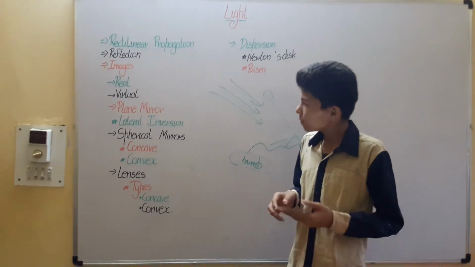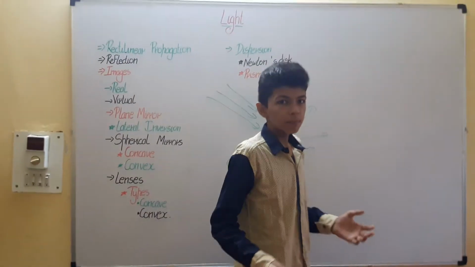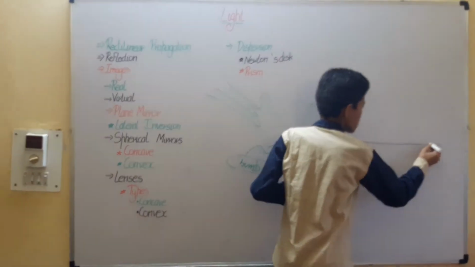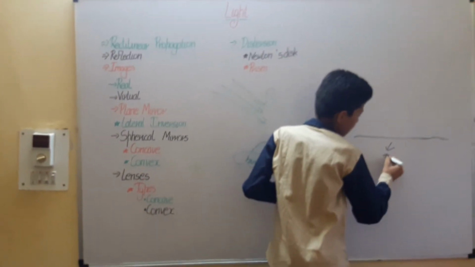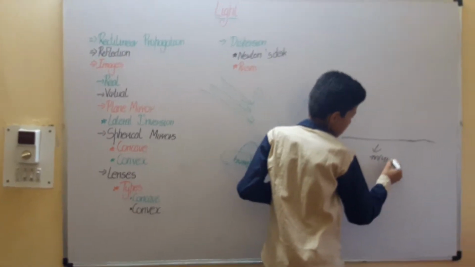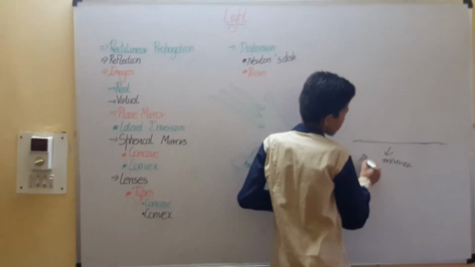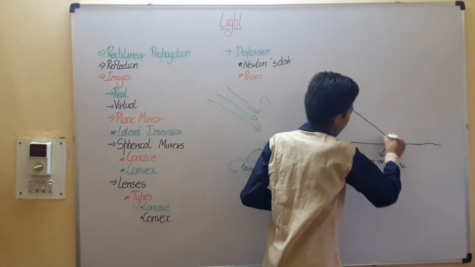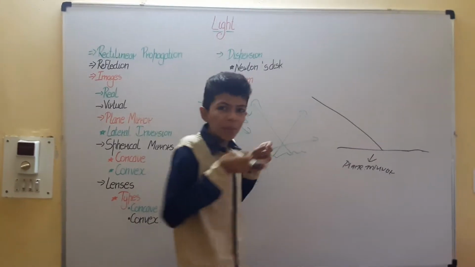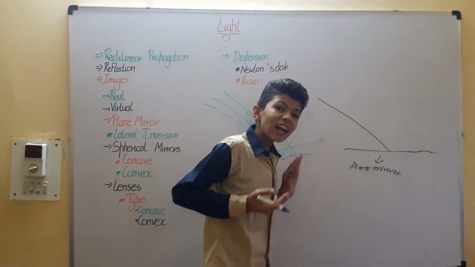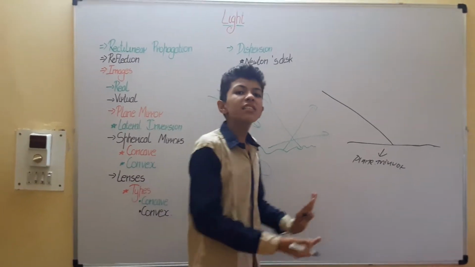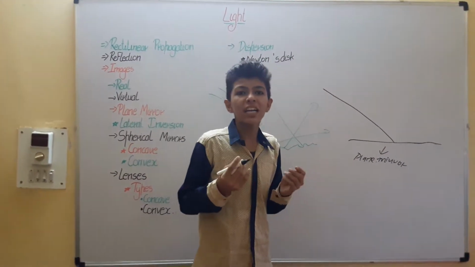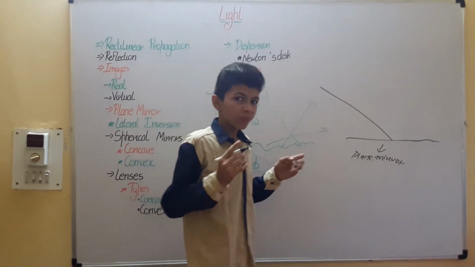So let's move to smooth reflection. This is a plane mirror. When a parallel beam of light is incident upon it, all the rays reflect in the same direction. So let's learn about some properties which reflection follows.